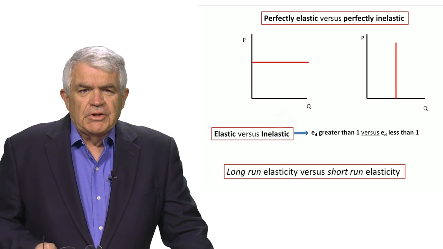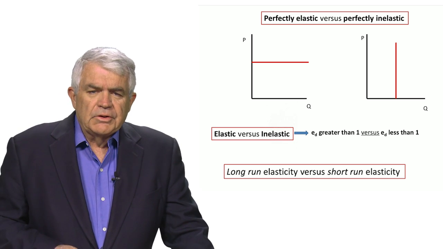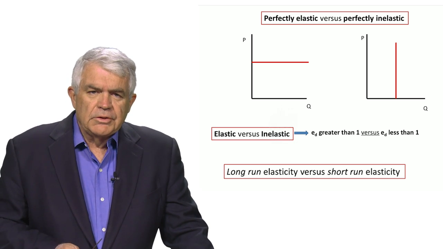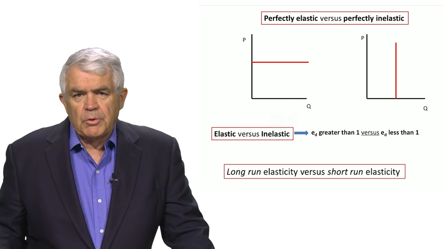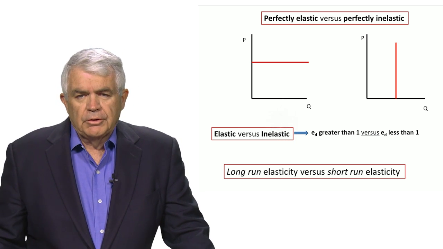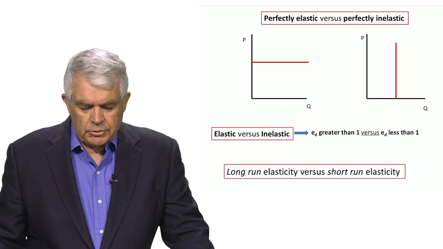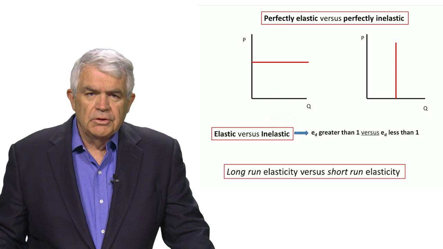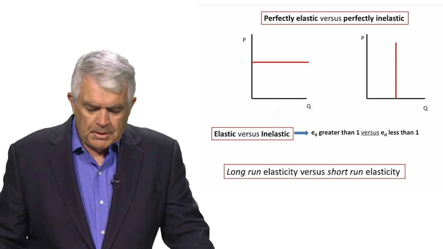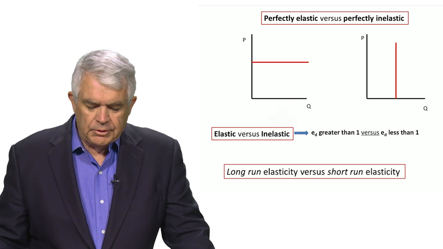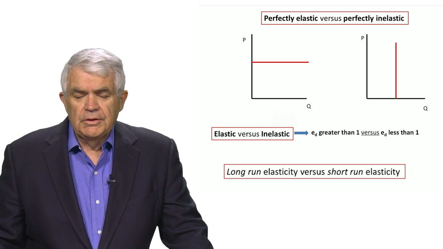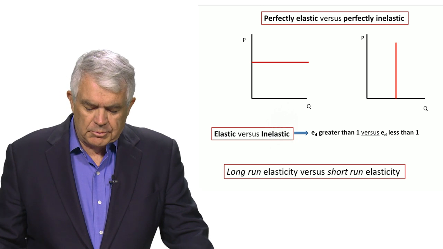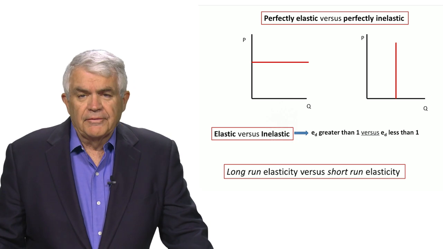We also sometimes think about whether a good has an elastic or inelastic price sensitivity. That's defined by whether the elasticity is greater than 1 or less than 1. In particular, we say it's an elastic good if the elasticity of demand is greater than 1, and inelastic if the elasticity of demand is less than 1, just purely a definition.